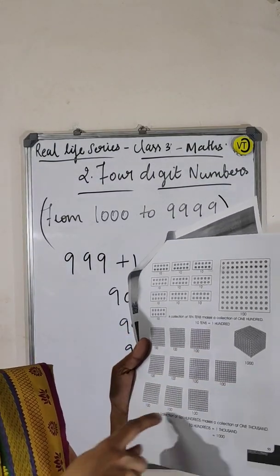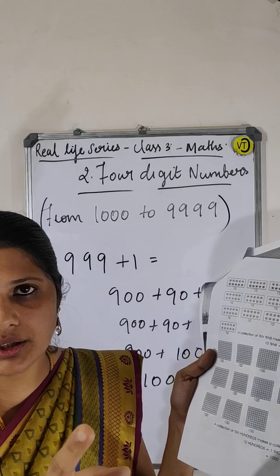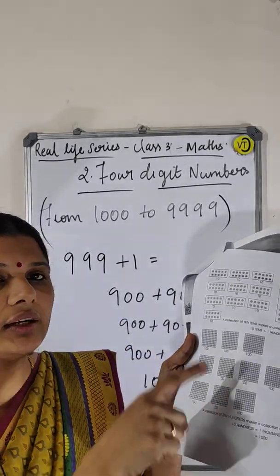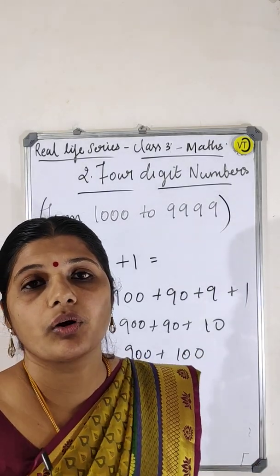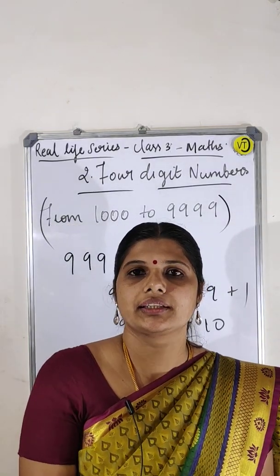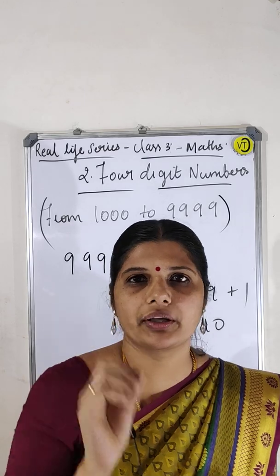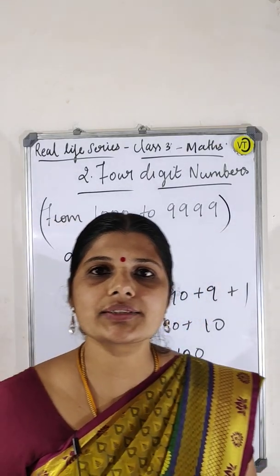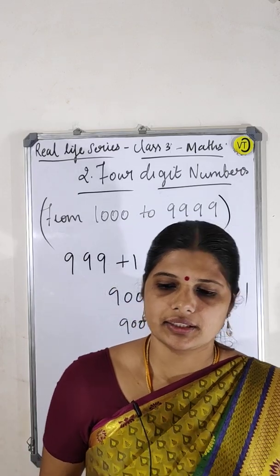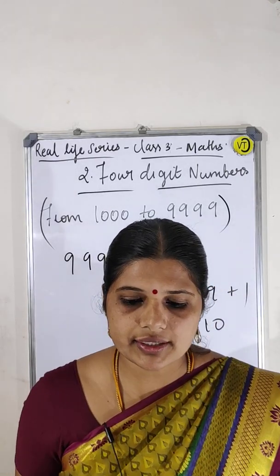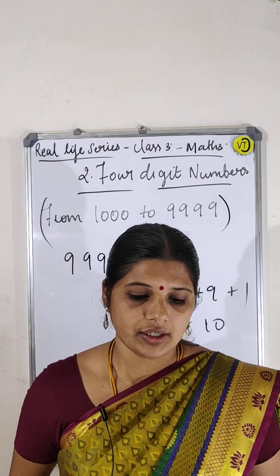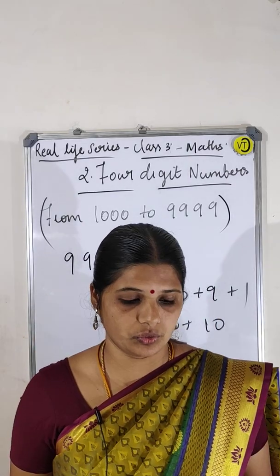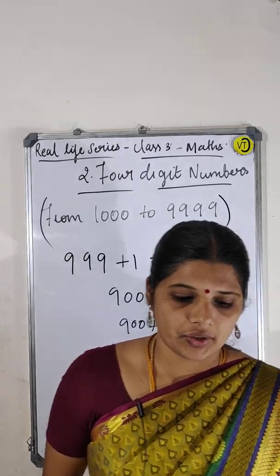In total, how many squares did I get? 10 squares. Each square has 100 divisions, so 10 into 100 is 1000 divisions. We can call that a cube. So 10 ones is 1 ten, 10 tens is 100, and 10 hundreds is 1000. Now you have to count.